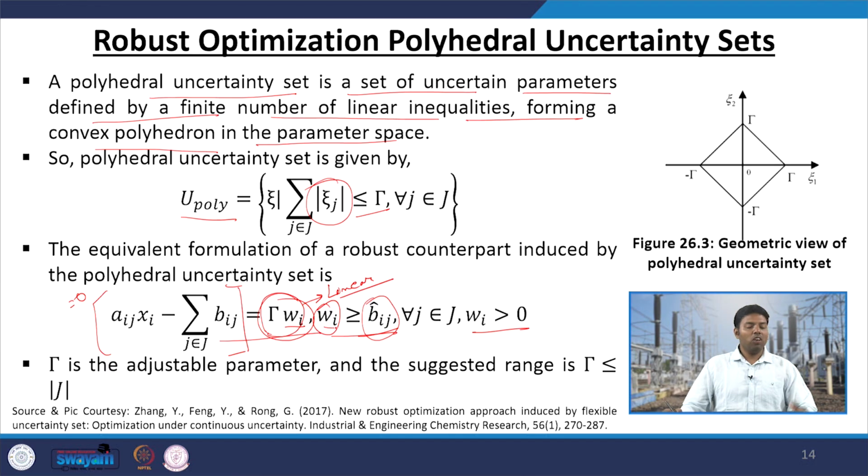So, if your uncertainty, what you have predicted, is also more than that, there is a possibility of it. If it is happening, then the Wi will adjust it. Okay. And sometimes we also use a combination of them, like box plus polyhedral or ellipsoidal plus polyhedral. So, depending upon that, your uncertainty set or the boundary of that uncertainty will get revised. So, gamma is also an adjustable parameter, and similarly it is less than or equal to mod of j.